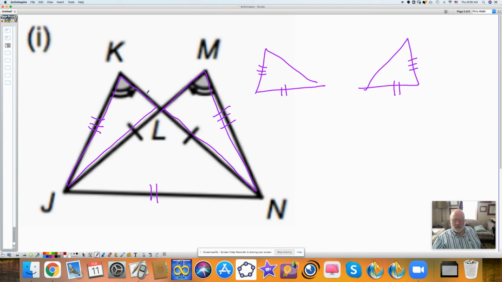And then I have this side and this side have to be congruent because these two triangles are congruent. So I have the one with a one tick and an X is congruent to the one with the one tick and an X. So by the side-side-side triangle congruence theorem, these two large triangles, JKN and NMJ, are congruent.